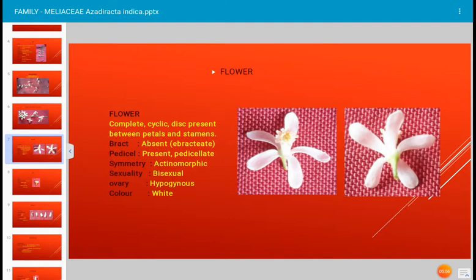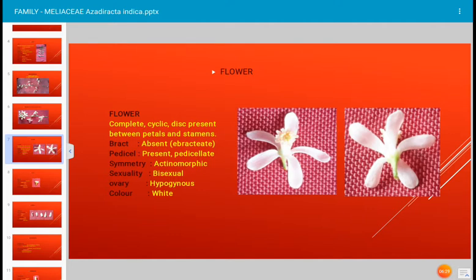Bract is absent. What is bract? It is a small leafy structure that occurs at the base of the flower, that is called bract, and bract is absent in Azadirachta indica. When the bract is absent, the flower is described as ebracteate flower. Flower is having a stalk-like structure. Stalk of the flower is known as pedicel. When the pedicel is present in the flower, it is described as pedicellate flower in taxonomy.